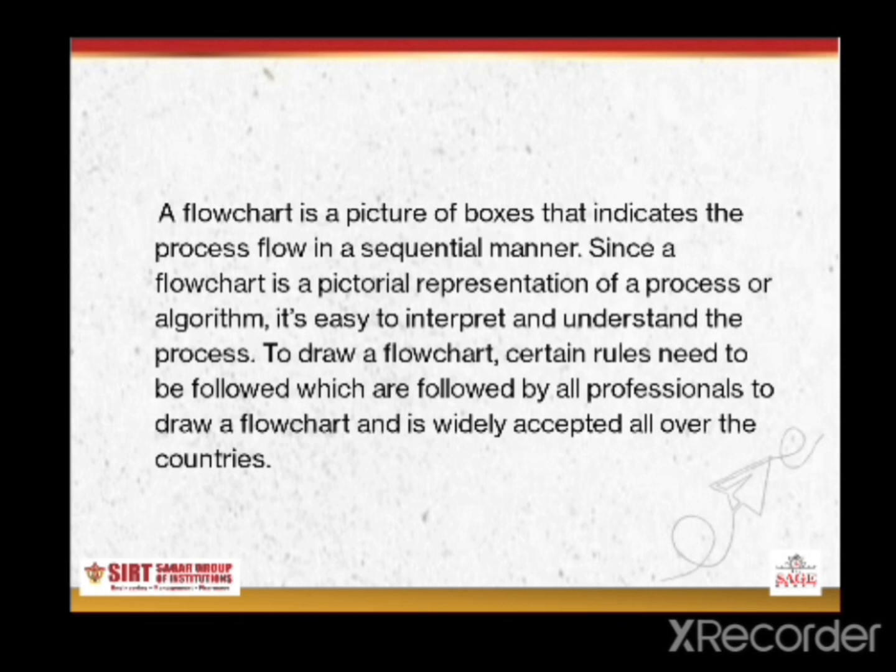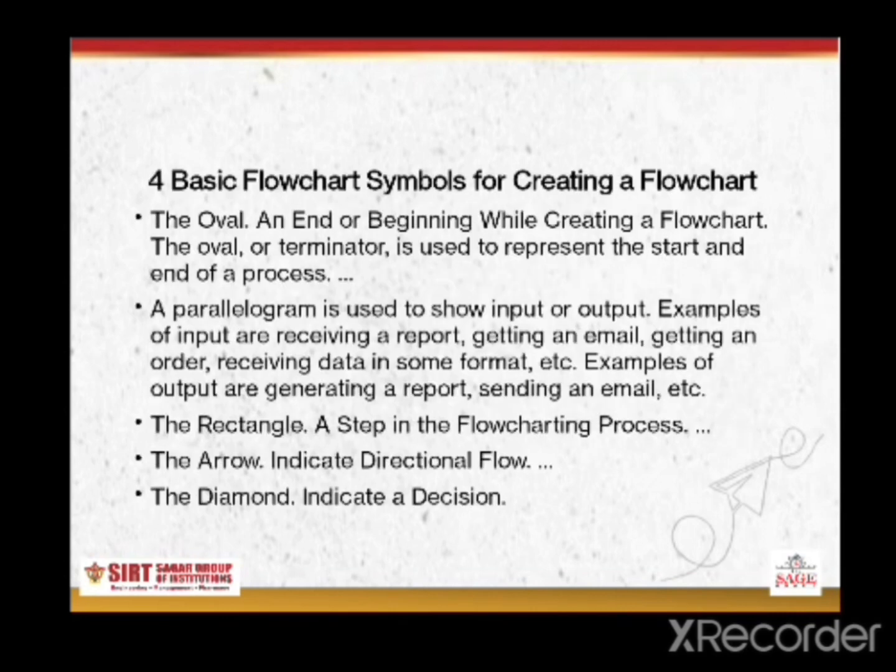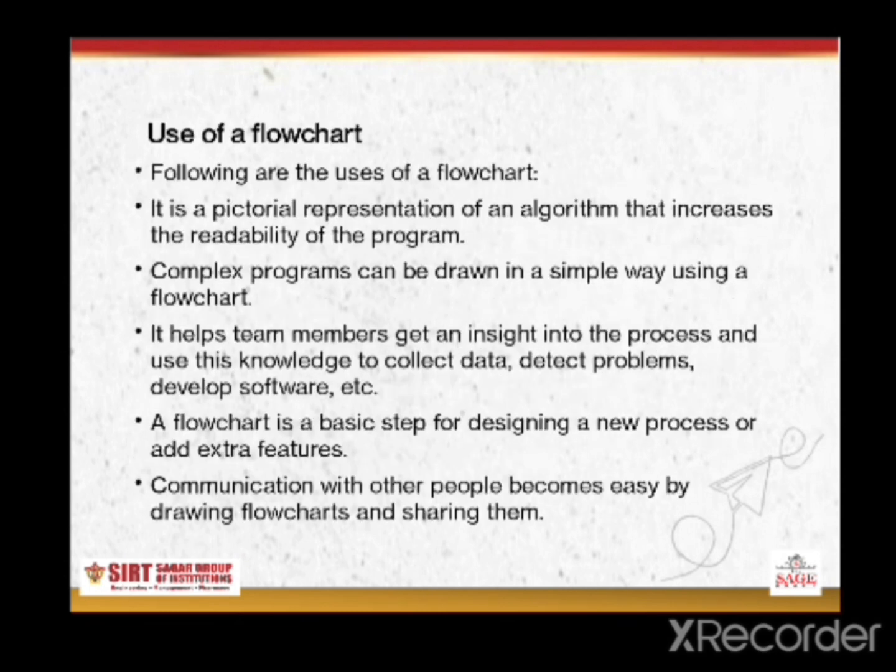To draw a flowchart, certain rules are followed. According to the rules, we can represent information. These are different types of conventional shapes that we use to represent any information. There are lots of conventional shapes, like the rectangle, arrow, parallelogram, and the diamond-like shape for decisions. These are the different types of shapes that we use to represent any information.